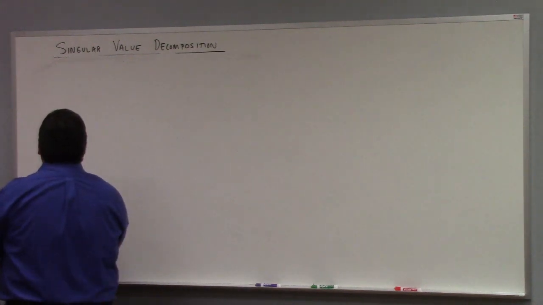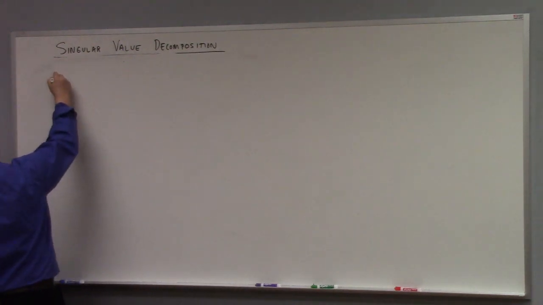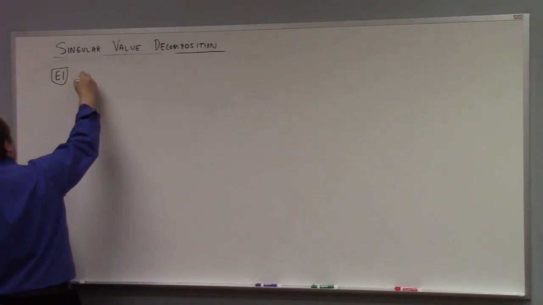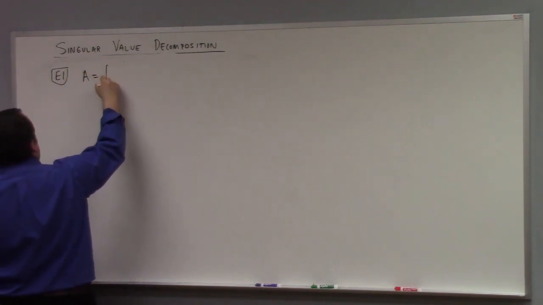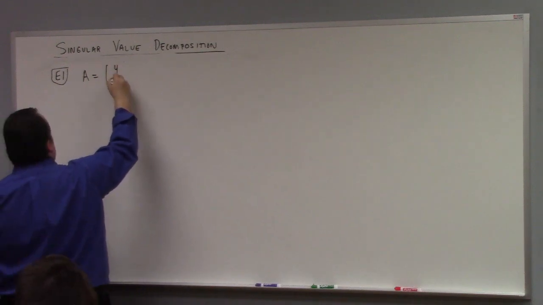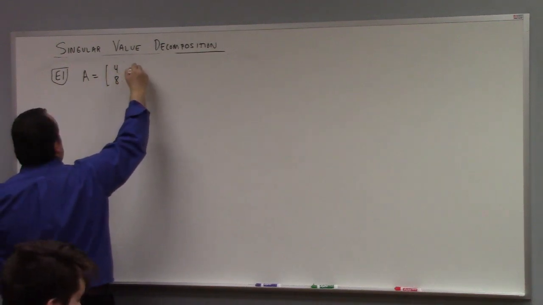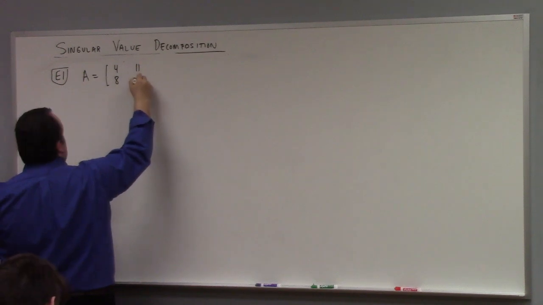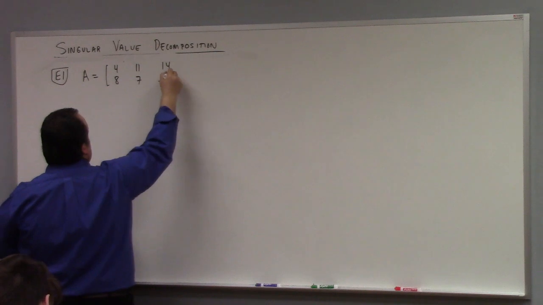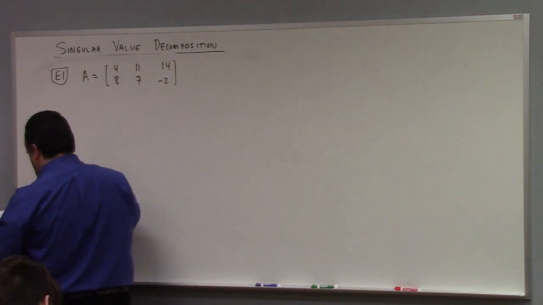Example 1. And these are nice examples. They kind of illustrate some of the difficulties, but they're not too hideous either. The matrix is 4, 8, 11, 7, 14, minus 2. All right.